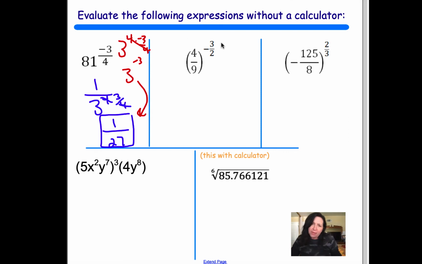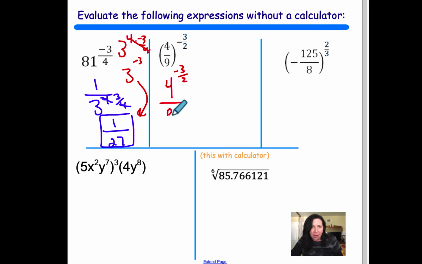For this problem here, nothing cancels here. So that negative 3/2 does distribute to both 4 and 9. What you're looking for, though, with this problem is when you do distribute that, you're going to actually get 4 to the negative 3/2 divided by 9 to the negative 3/2. And right off the bat, nothing's happening. So it's something that you just have to get used to. You just automatically need to start reducing values.